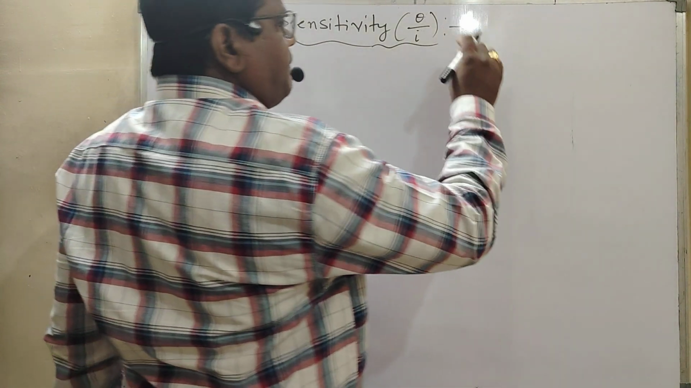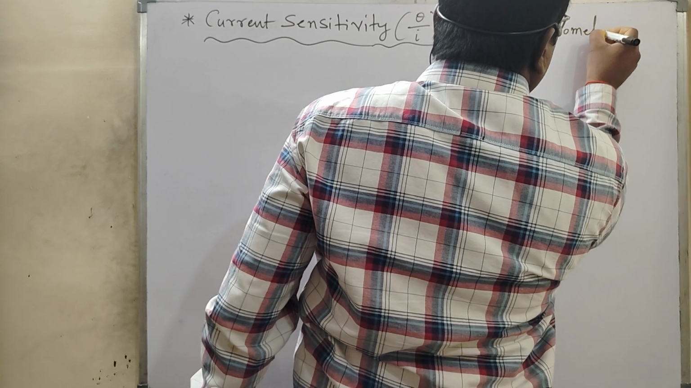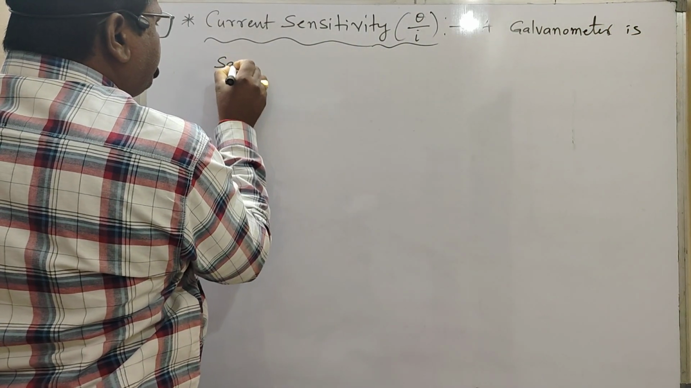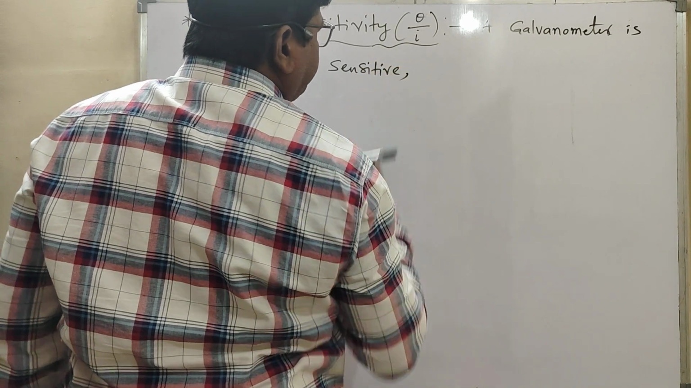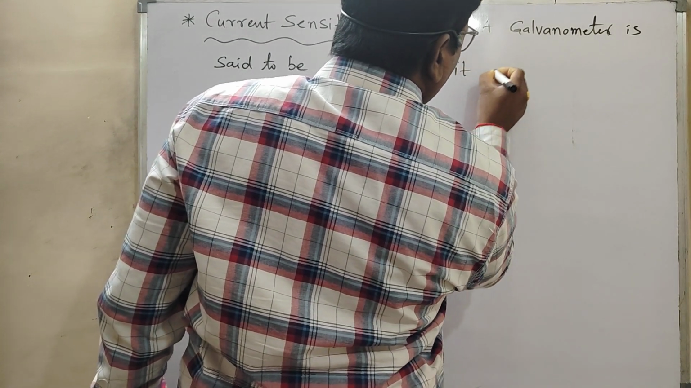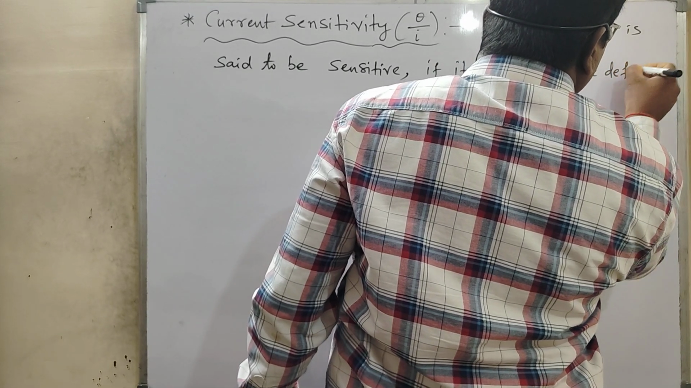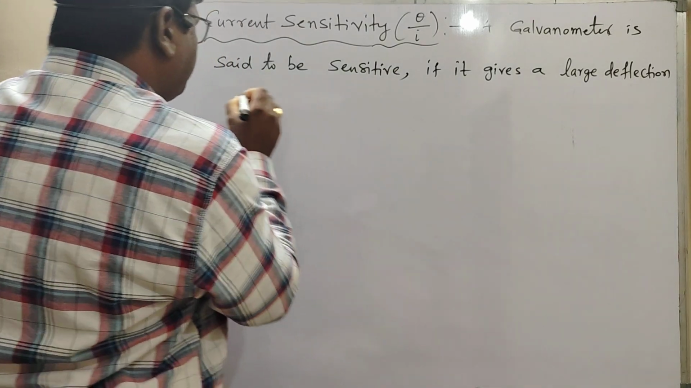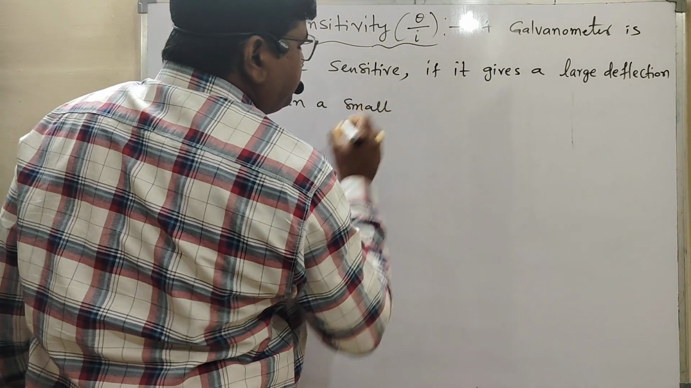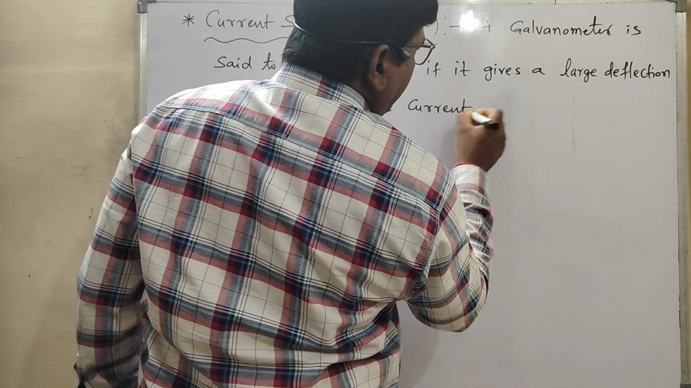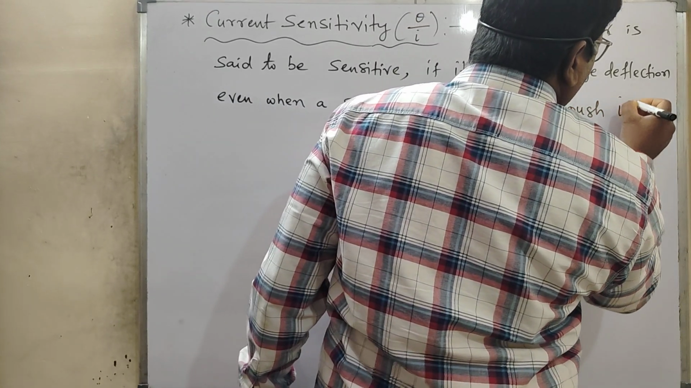How can we define it? If you want to define the current sensitivity, a galvanometer is said to be sensitive if it gives a large deflection even when a small current is passed through it. This is the actual definition.